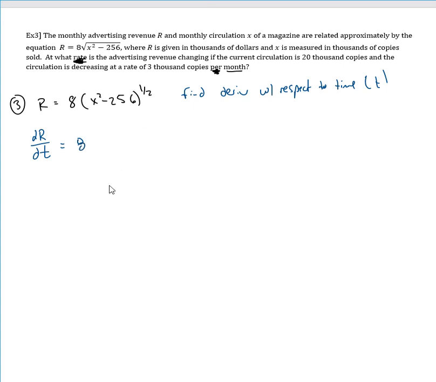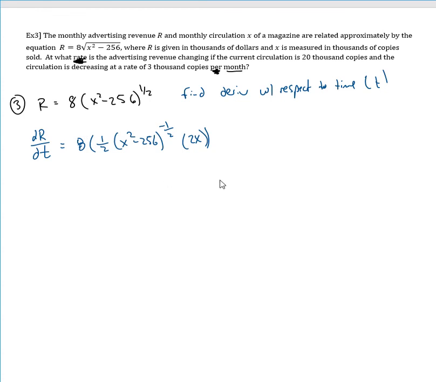Now this portion actually requires the chain rule. For the chain rule, I'm going to do it in words. So the chain rule tells us to take the 1/2 and multiply it in front of the x squared minus 256. And then we'd subtract 1 from that power to give us negative 1/2. And then we would multiply everything by the derivative of x squared minus 256. So that would be times 2x. Okay, so that is the derivative of our portion.